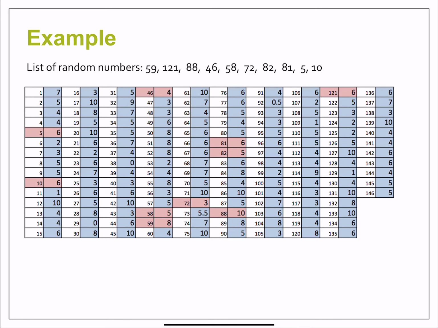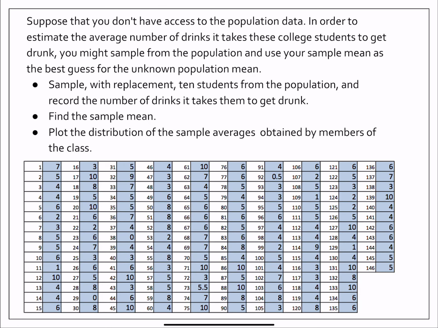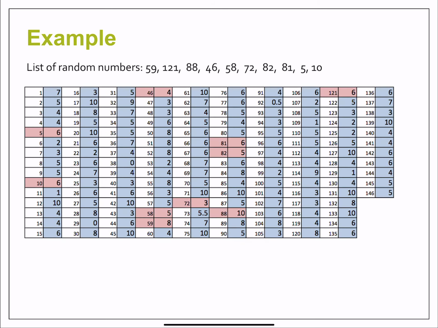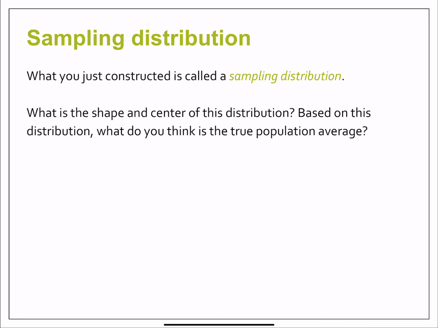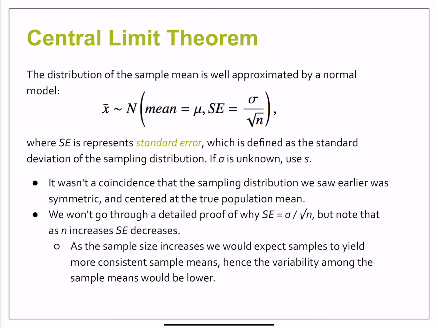We took 10 of the students out of our data here, just the raw data. We took 10 of the students randomly, right? We found the sample mean. The sample mean we got was 5.9. We constructed a sampling distribution, and this is like our point estimate. This is kind of like what we did last time.